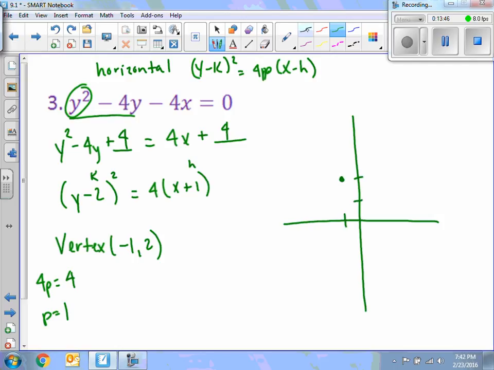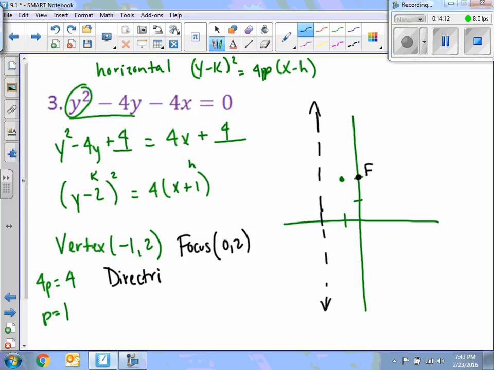My p-value is 1. If my p-value is 1, that means my focus is the ordered pair 0, 2. That would then mean if I went 1 unit in the positive direction for my focus, I need to go 1 unit in the negative direction for my directrix, which gives me the equation x equals negative 2.